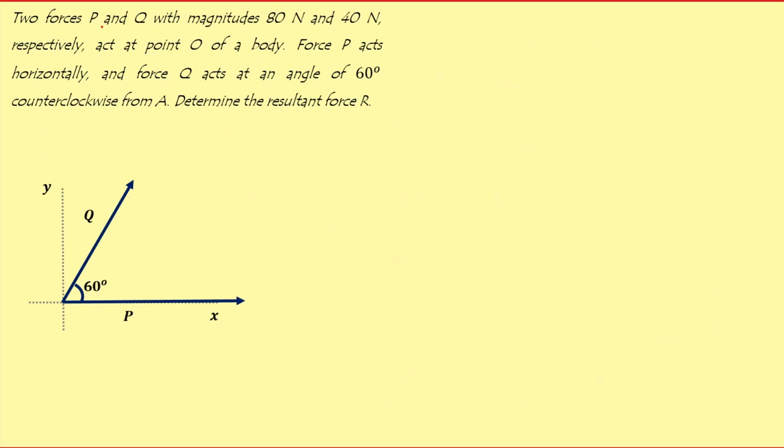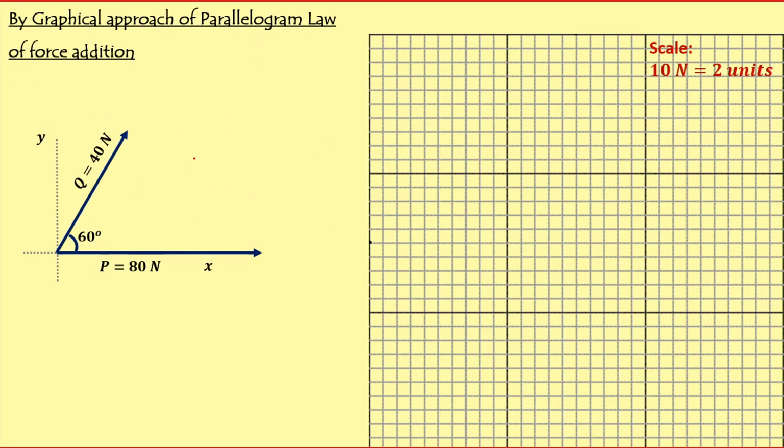Here in this problem, we have two forces P and Q, with magnitudes 80 Newton and 40 Newton, acting at point O. Force P acts horizontally and force Q acts at an angle of 60 degrees counterclockwise from P. Our objective is to determine the resultant R. The two theorems, parallelogram law and triangle law, are most suitable to determine the resultant, and they can be solved graphically as well as analytically.